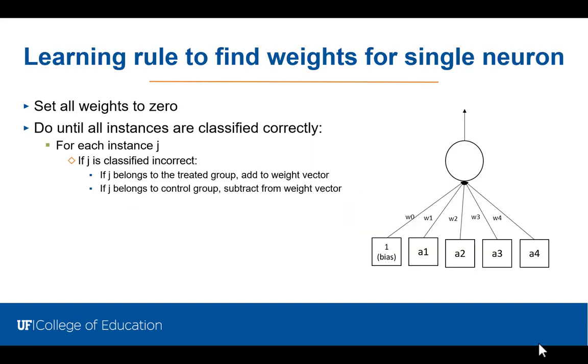Now, if you have a single neuron, a single perceptron, there can be just a simple learning rule to find the weights, and it's based on starting all the weights at 0 and iterating until all instances are classified correctly. In the case of propensity score analysis, it will be classified into treated or control cases, and you would iteratively adjust the weights until the treatment and control groups are correctly classified. Now this is for one perceptron, which in most cases for neural networks we have multiple perceptrons, not a single one.